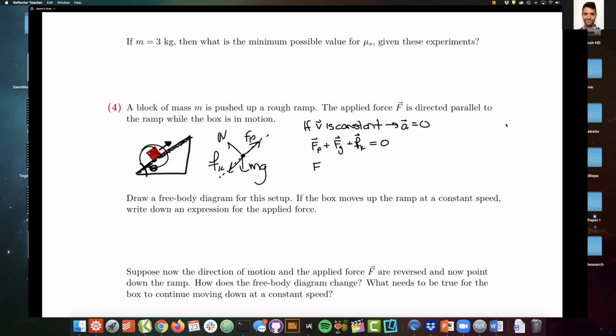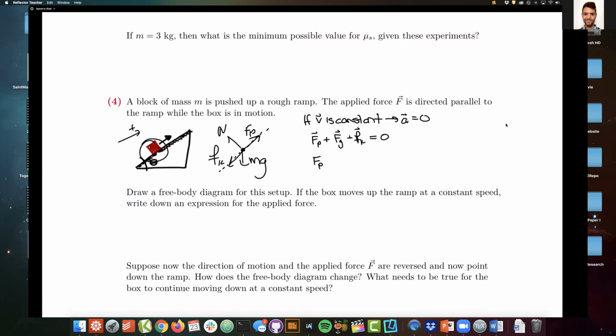So along the ramp, there's F push, which I'm going to call the positive direction, up the ramp. Gravity is going down the ramp. So that's minus mg sine theta. And then friction, kinetic friction, is also going down the ramp.